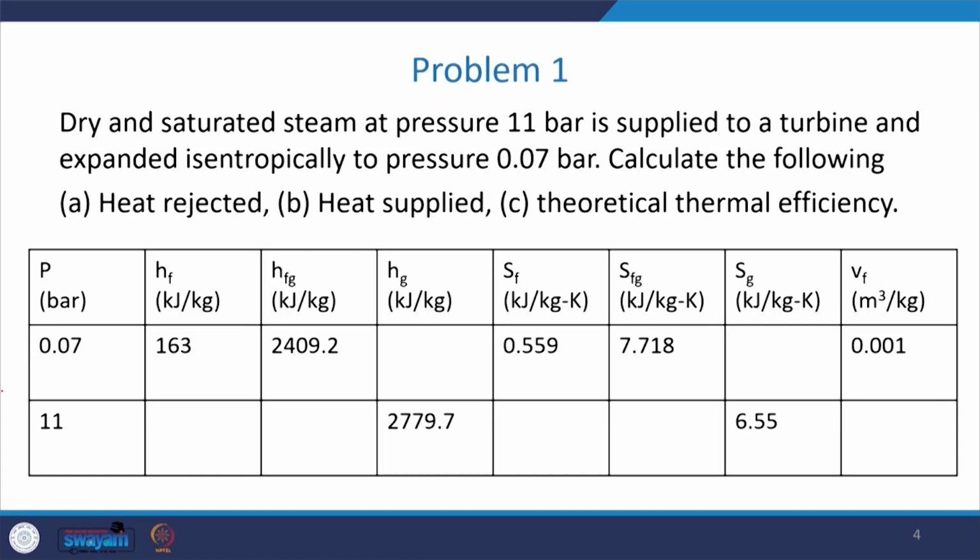Now, let us have a look at the first problem. It says that dry and saturated steam at a pressure of 11 bar is supplied to a turbine and expanded isentropically to a pressure of 0.07 bar. You need to calculate the heat rejected, heat supplied and theoretical thermal efficiency. For ease, because sometimes you may require values available in the steam table, we have given the values required for this problem.